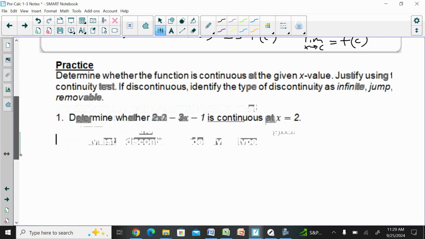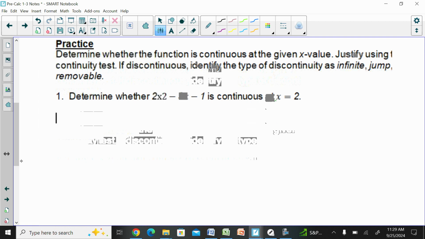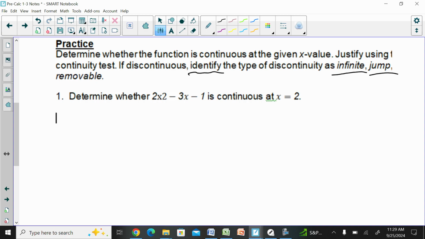All right, so let's move on and practice. Determine whether the function is continuous at a given x value, and justify using the continuity test. If it's discontinuous, identify the type. Is it infinite? Is it jump? Is it removable? We've got a lot of testing to do here.